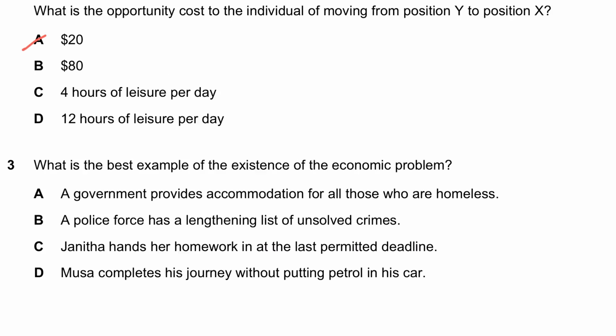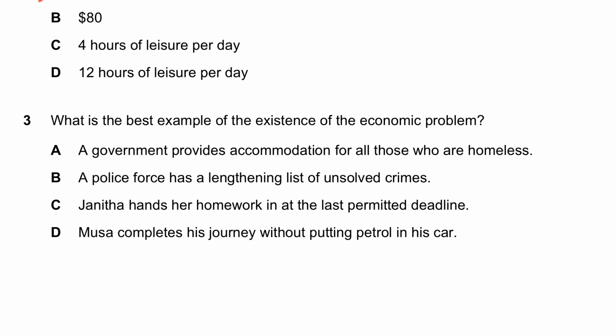In the next question, they say, what is the best example of the existence of the economic problem? So, what is the economic problem? Economic problem is basically scarcity, which means unlimited wants and limited resources. So, if you look at the answer choices, A says a government provides accommodation for all those who are homeless. Well, that is not an economic problem, because an economic problem should show something about scarcity.